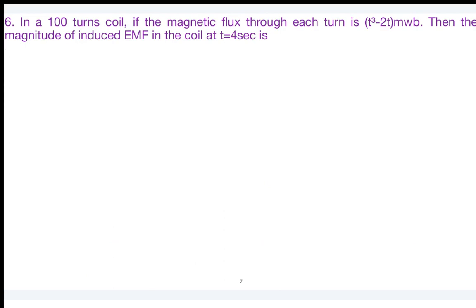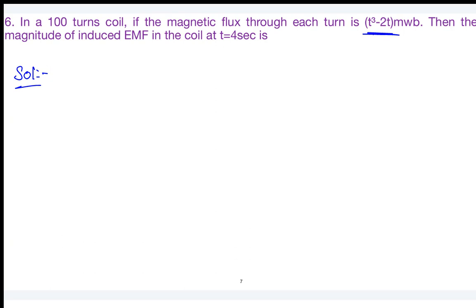In a 100 turns coil, if the magnetic flux through each turn is equal to this much Webers, find the magnitude of the induced EMF in the coil at t is equal to 4 seconds. So this is an application of Faraday's law, right? At the last class we have discussed. Whenever there is a change of flux with respect to time, and here the flux is changing with respect to time, the change in flux is going to produce the induced EMF in a loop.